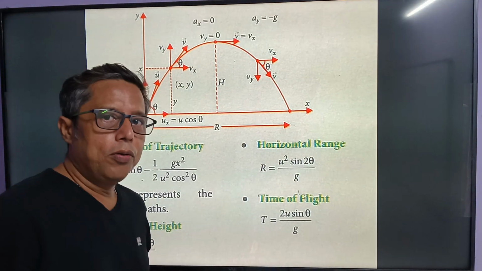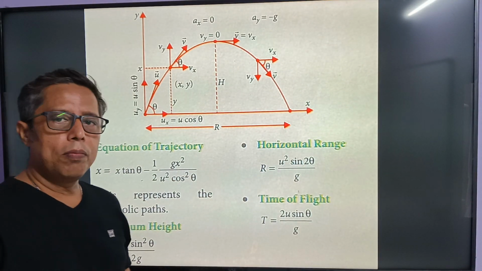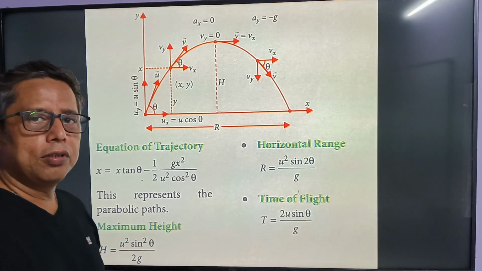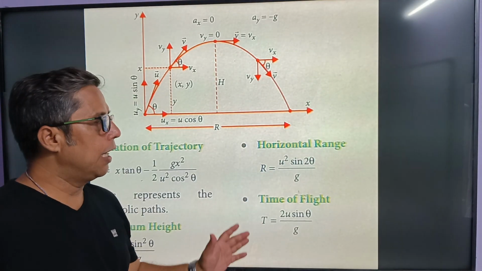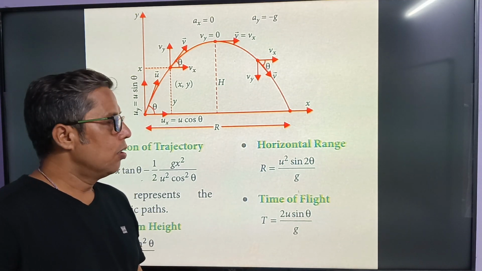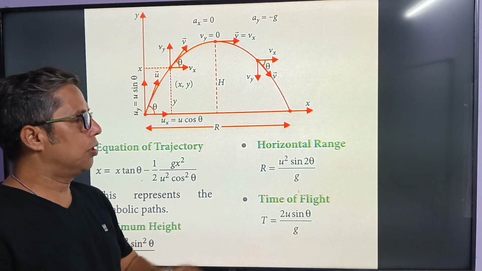Today I will help you to revise projectile motion. For class 11 students, projectile motion is also a very important concept for the JEE and the NEET exam, right? So I will help you to revise projectile motion problems.